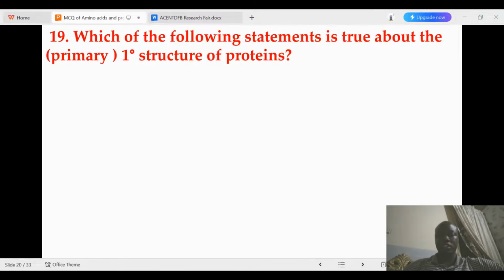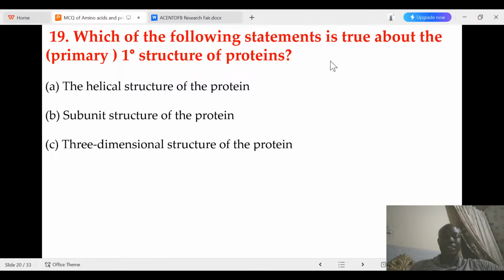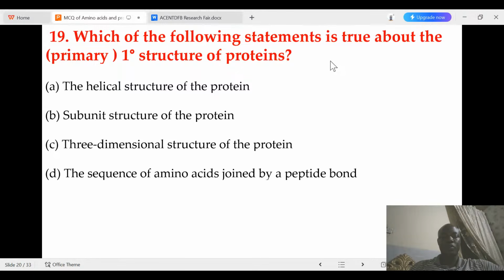So now let's look at the options. Which of the following statements is true about the primary structure of protein? A, helical structure of protein. B, subunit structure of protein. C, three-dimensional structure of the protein. And then D, the sequence of amino acids joined by a peptide bond.